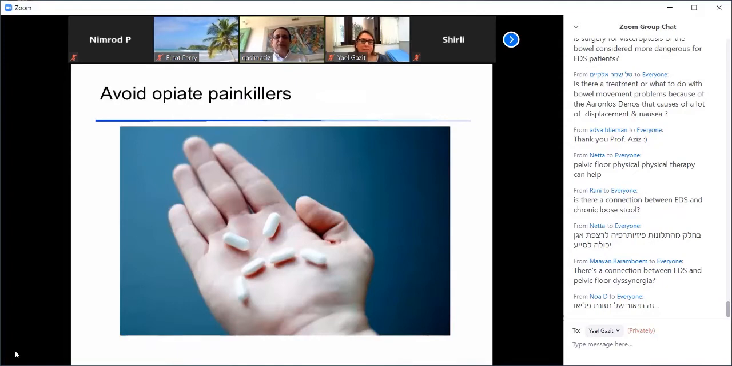Avoid opioid painkillers because opioids like morphine, pethidine, codeine, they all slow your gut down. The gut is already slow. If you take these type of painkillers, that's going to make the gut even more slow and will cause a lot of dysfunction of the gut.